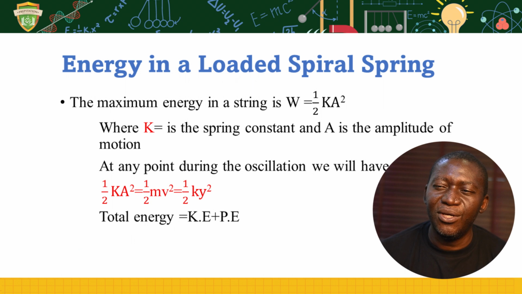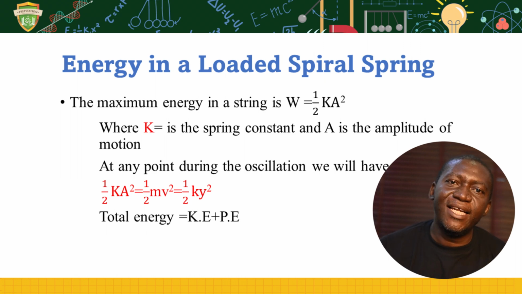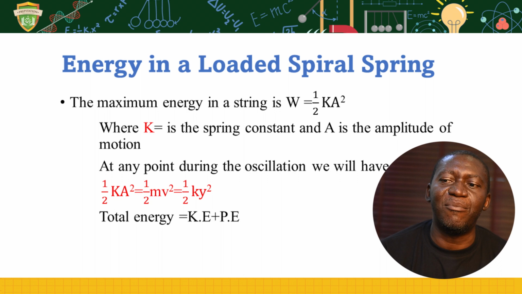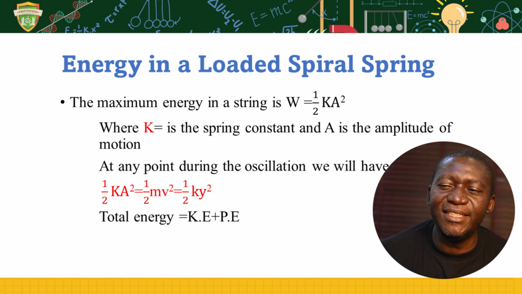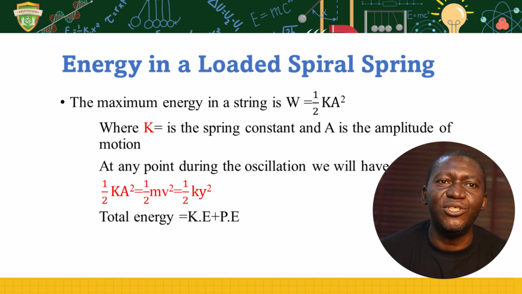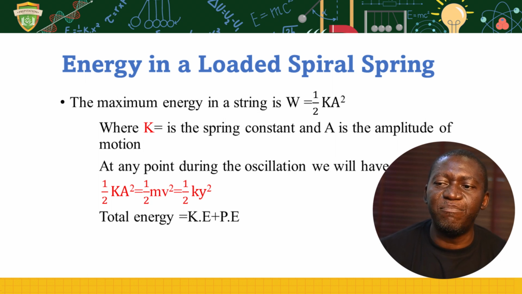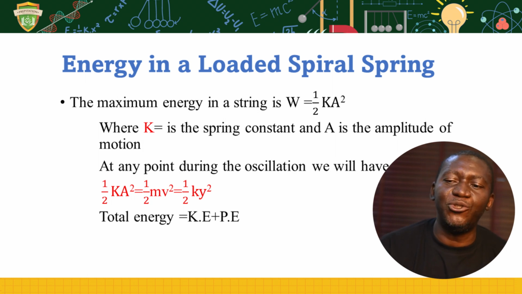Now, let's look at energy that is stored in a loaded spiral spring. Like I said earlier, a loaded spiral spring is also an example of simple harmonic motion. The maximum energy in a spring, which also is known as work done, can be given as half k a squared. K is usually the spring constant, while a is the amplitude of motion.